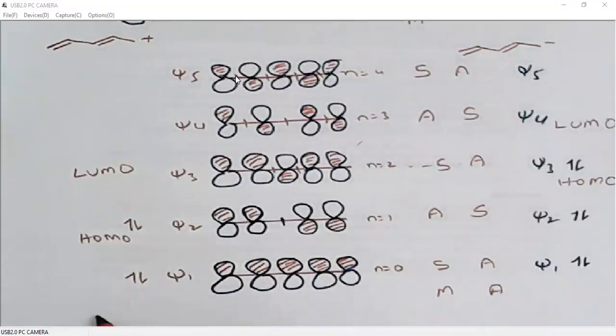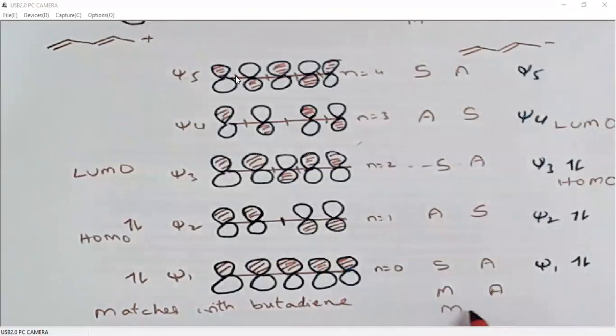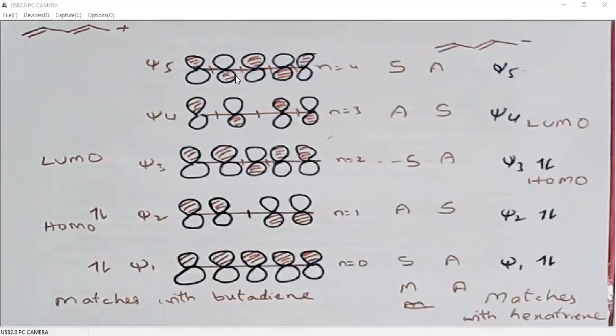Again, we can say the cation matches with butadiene, because in butadiene also psi2 is HOMO, psi3 is LUMO. So pentadienyl cation reactivity is almost similar to butadiene, whereas pentadienyl anion matches with hexatriene. So its reactivity is similar to hexatriene. Yeah, please take the notes.